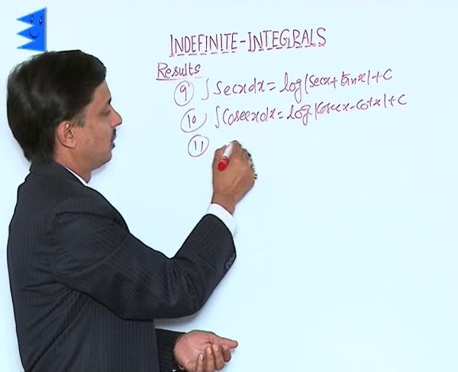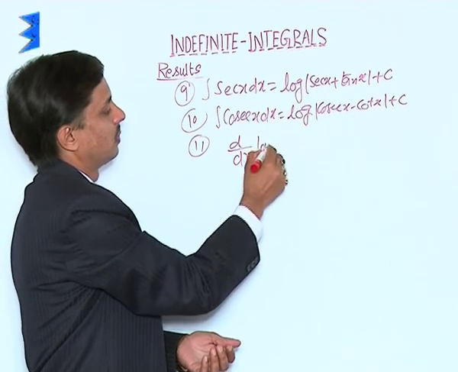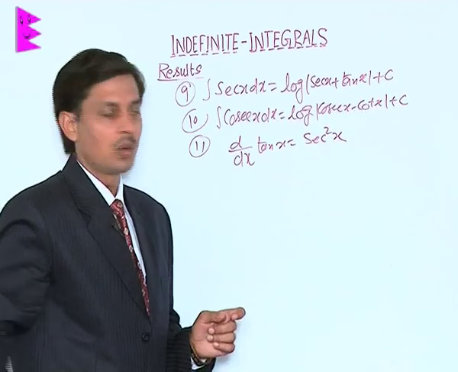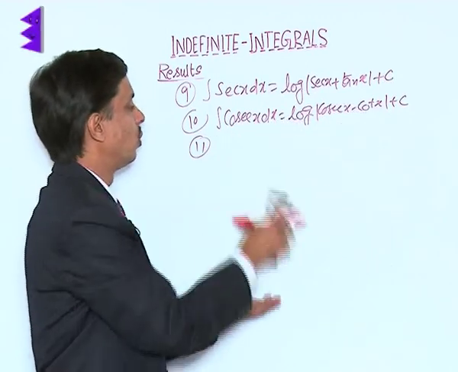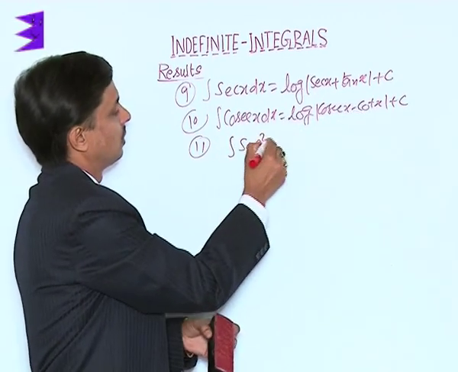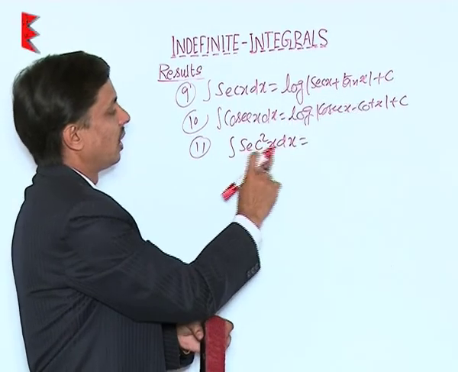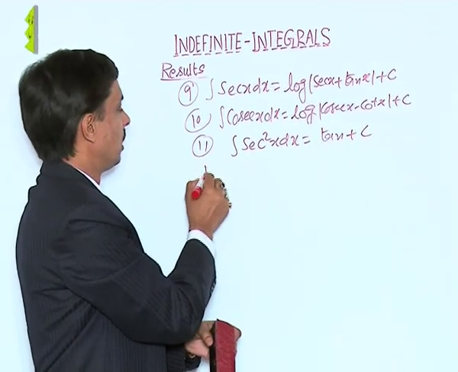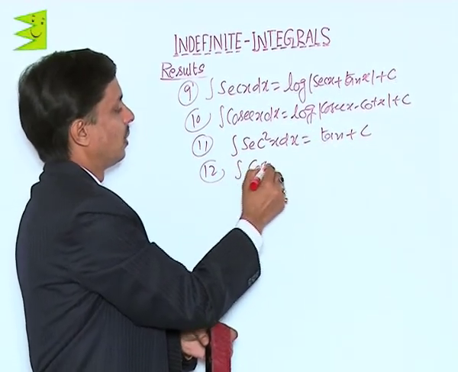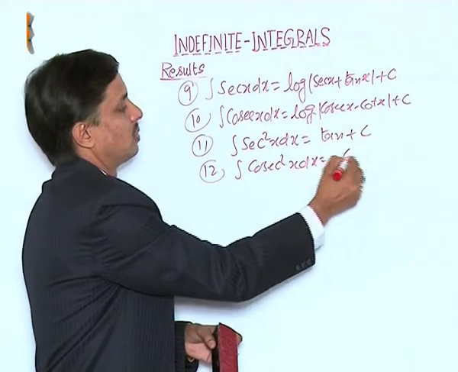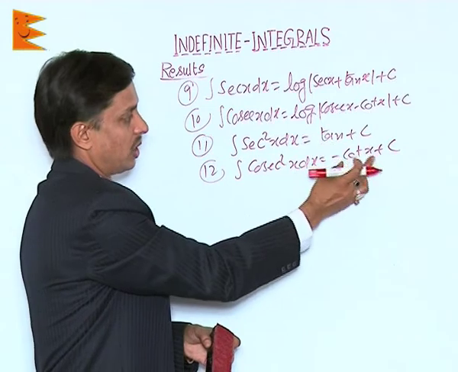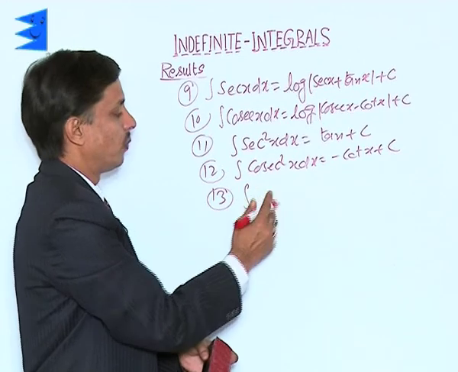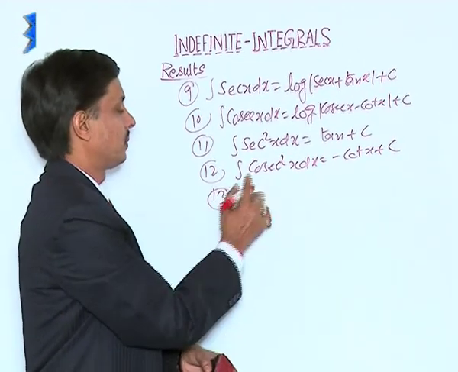Now, you know that when you differentiate tan x, we get sec square x. So from this what can we conclude? We can conclude that the integration of sec square x is tan x plus constant c. Similarly, the integration of cosec square x dx is minus cot x plus c, because the derivative of this part is cosec square x.